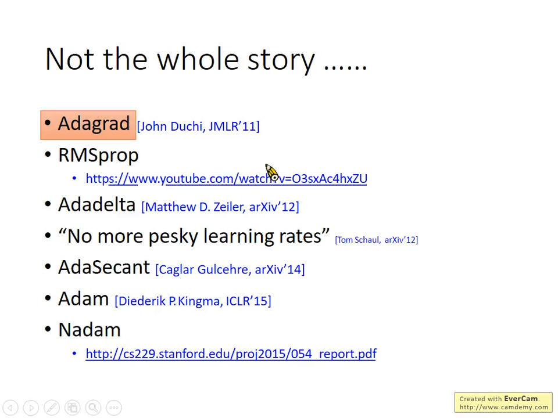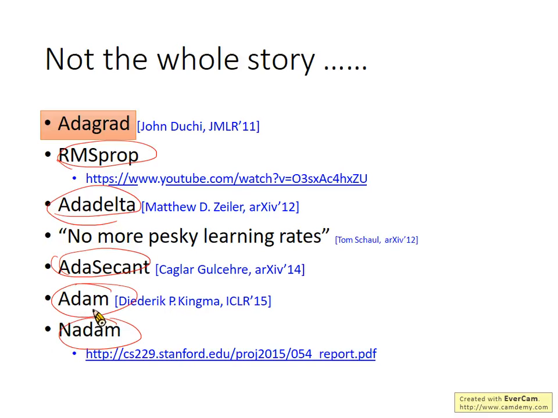Actually, in addition to Adagrad, we have many other adaptive learning rate methods like RMSProp, Adadelta, Adasecant, Adam, NAdam, and so on. So there are many methods proposed to do adaptive learning rate. And if you use some toolkit, you may be able to easily change the learning rate by different methods.